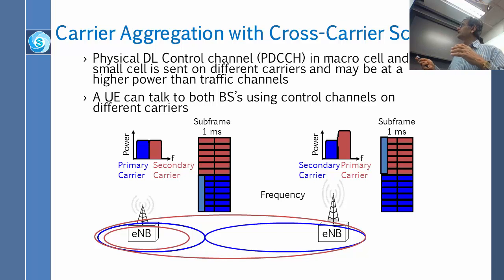But the advantage of using different maps is that now everybody gets the correct map. Because if you got the wrong map, you are in trouble. Right? The data will not be delivered. So the maps are maybe sent at a higher power and now on different frequencies as well. A UE can talk to both BS using control channels on different carriers. And also the UE can talk to this side using the primary carrier here and talk to this one using the primary carrier there.